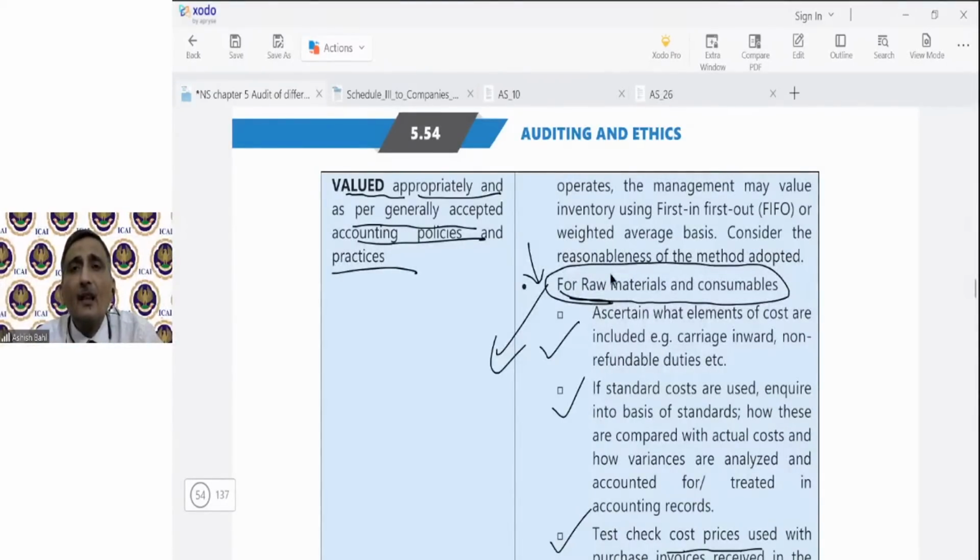Say it may have decided that we would physically verify inventories every quarter, after every 3 months. Okay. So it is not necessary for the auditor to be present there at every physical count. But at the end of the financial year, it is the duty of the auditor to attend the physical inventory count in accordance with the requirements of SA 501. Okay.